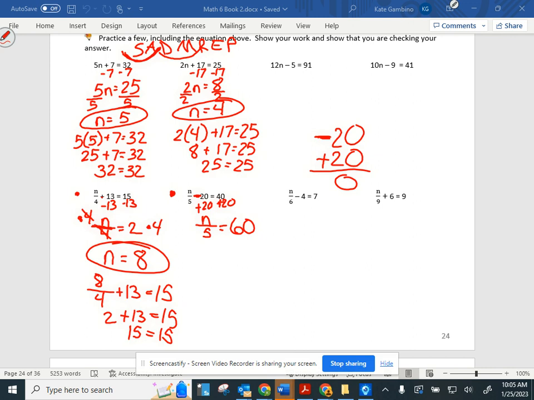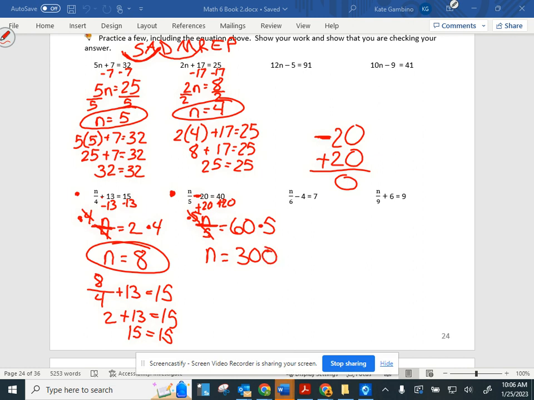What is my second step? I think you know it, JT. Division. So what we're doing right here is division. What is the opposite operation? Multiplication. So if I divide by 5, my opposite is times 5. 5 times n is 5n, and 5n divided by this 5 cancels out. So now I have 60 times 5, which is 300.